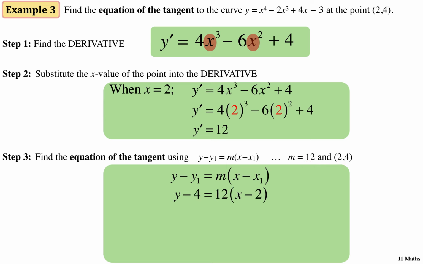So let's put the values in, multiply it out, and you'll end up with y = 12x - 20. We could rearrange that into our general form, and that will become 12x - y - 20 = 0. So that is the equation of the tangent that has a steepness, if you like, or a gradient of 12 to our curve at the point (2, 4).